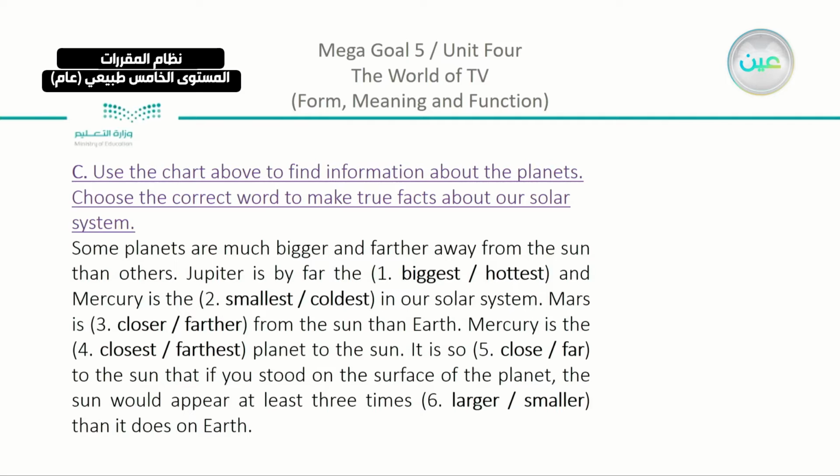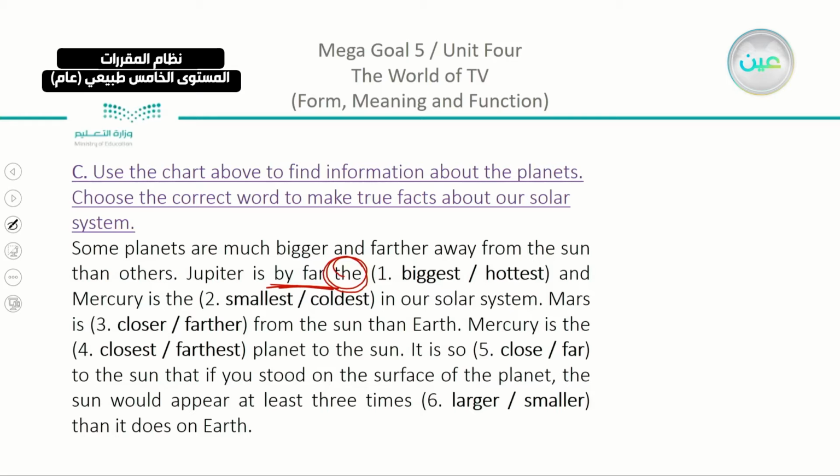We have the first one. Some planets are much bigger and farther away from the sun than others. Jupiter is by far the... So let's do this together. Yes, we have here, Jupiter is by far the... This shows you that we have here, of course, a superlative form. And you are going to see, is it biggest or hottest? And Mercury is the smallest or the coldest.